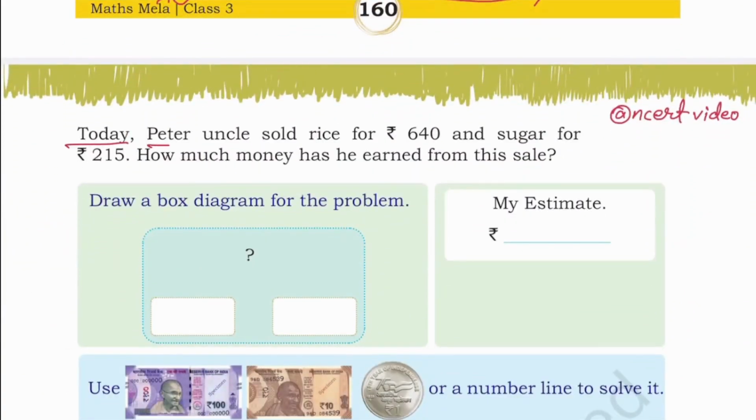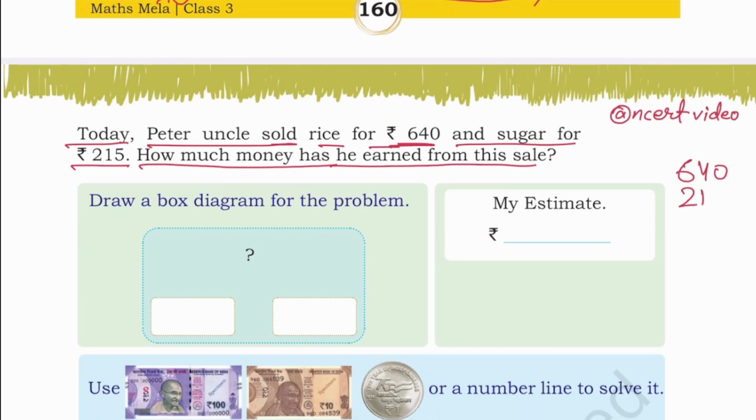Today, Peter uncle sold rice for rupees 640 and sugar for 215. How much money has he earned from this sale? That means 640 and 215 should be added. 640 from rice and 215 from sugar. That is 5 and 0, 5; 4 and 1, 5; and 6 and 2, 8. That is 855. Your estimation could be around 850.